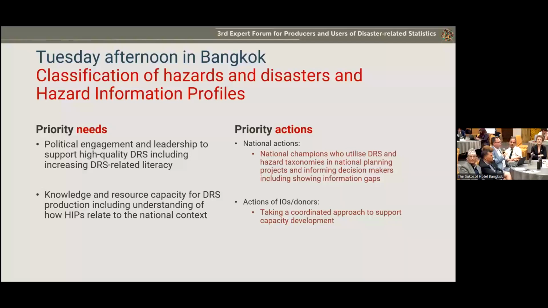Then also there was a call towards international organizations and donors to have a coordinated approach to support capacity development. Often donors have their focal points, they have the specific mandate, and this can again lead to the creation of information silos in the country, and this is what we don't want. I leave it here. Thank you.